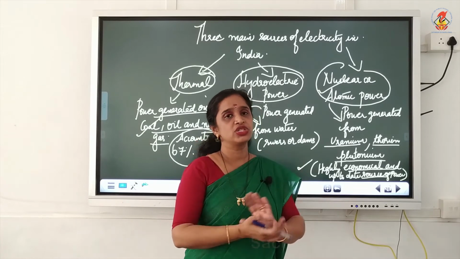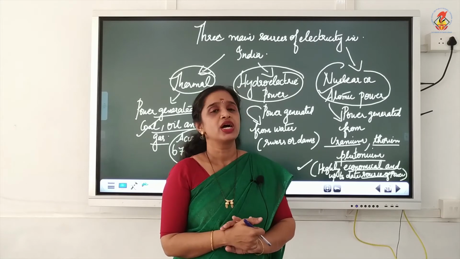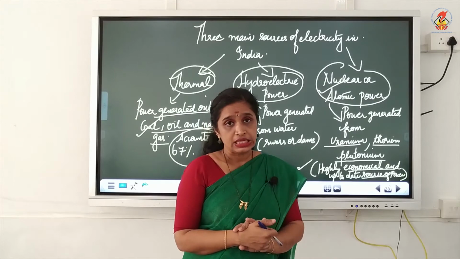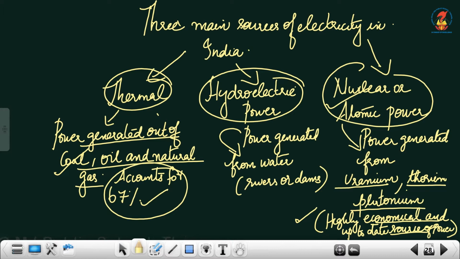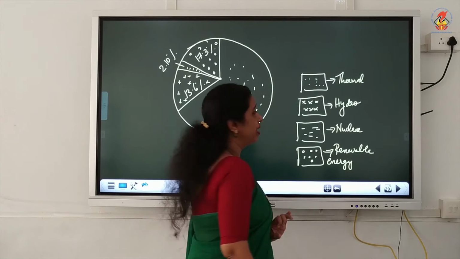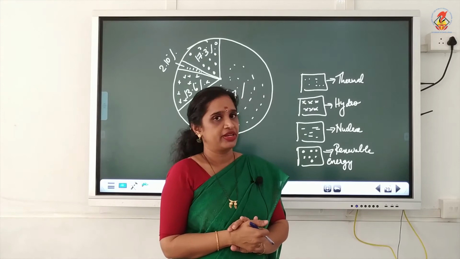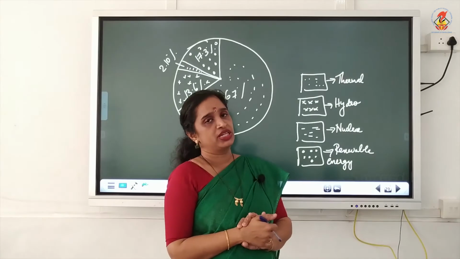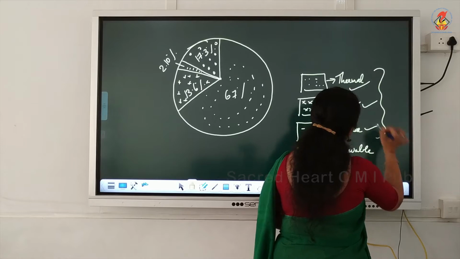So, three major sources of power are being used in India. They are thermal power, hydroelectric power, and atomic or nuclear power. Of these, thermal power accounts for the largest share, that is 67%. Next, we will move on to a pie diagram. You all are familiar with the pie diagram, which you have learned in class 11. In the pie diagram, the three main sources of power are explained.